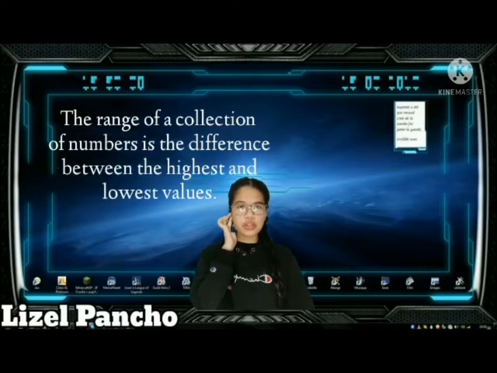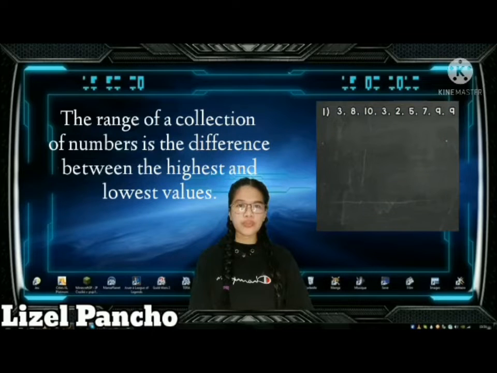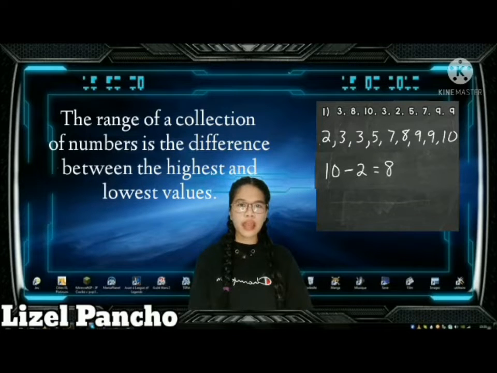Agent, as I go through this mission, I discovered a simple example for the people to easily understand what range is. The set of numbers 3, 8, 10, 3, 2, 5, 7, 9, 9. Let's just put it in order from the lowest to the highest. That would be 2, 3, 3, 5, 7, 8, 9, 9, 10. Now that we are ready to calculate it, we just have to find the highest and lowest value. That would be 10 and 2, and just subtract them and we will get 8, and that would be the range.